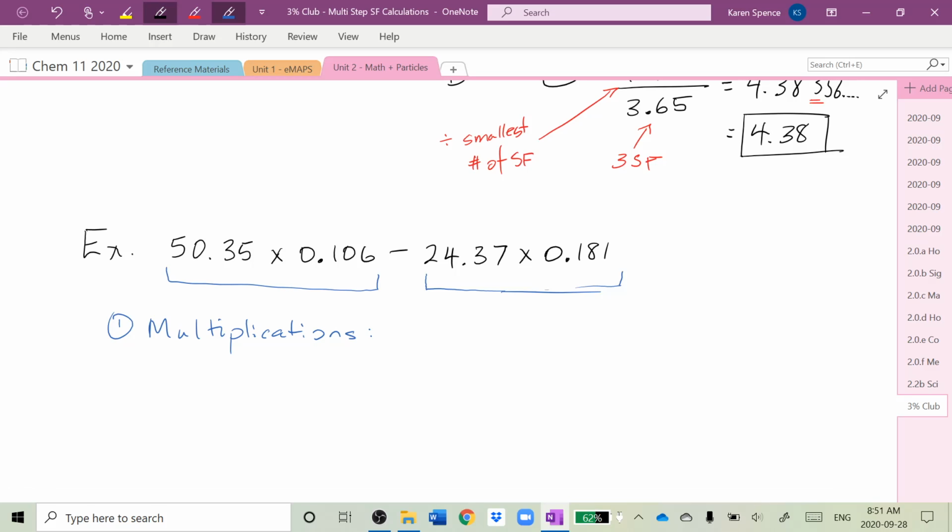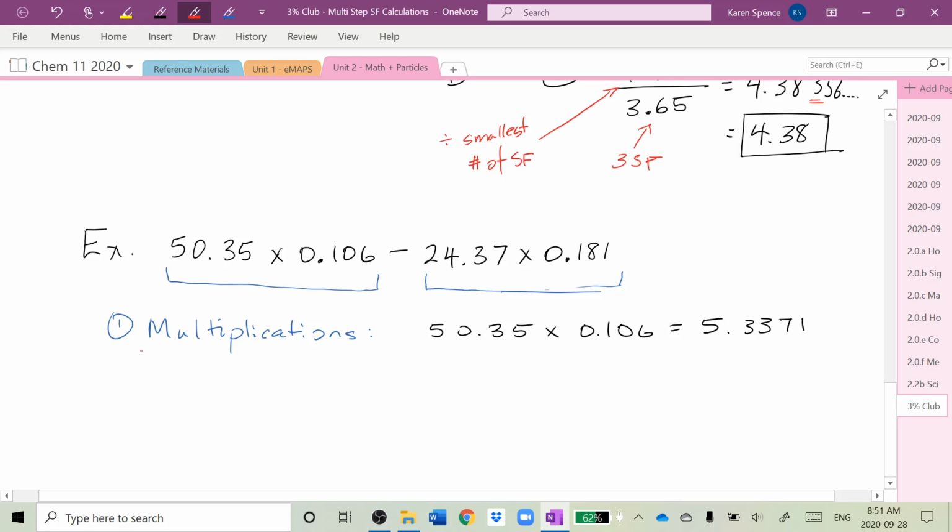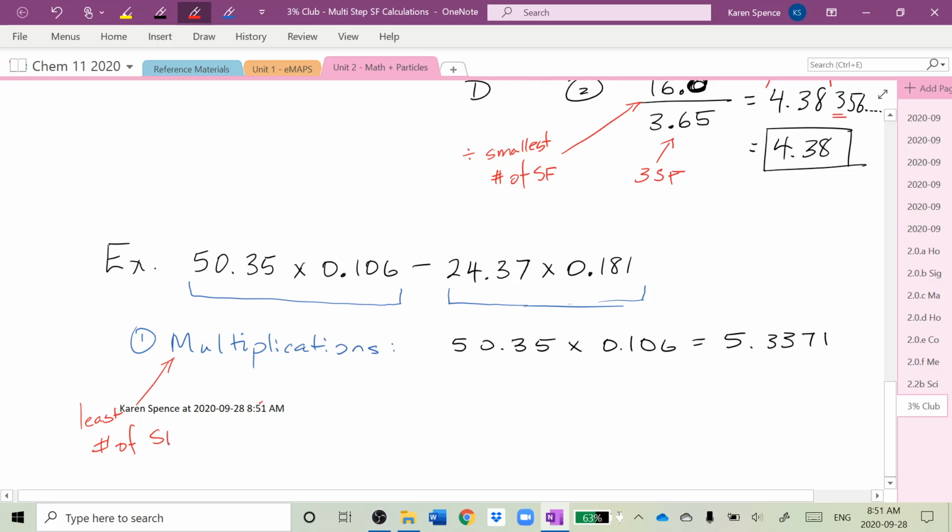Okay, so we have 50.35 times 0.106. Plug that into the calculator, and you get 5.3371. Okay. And now, because this was a multiplication, remember, you are going to say, if this were my final answer, I would go to the least number of sig figs.